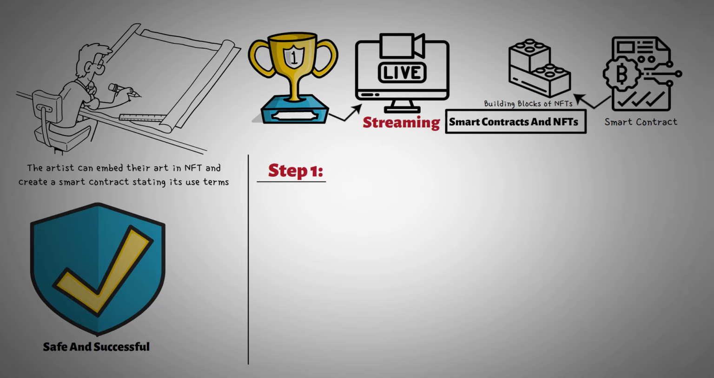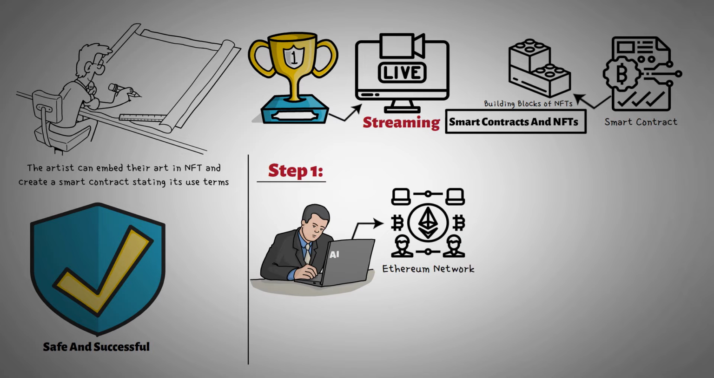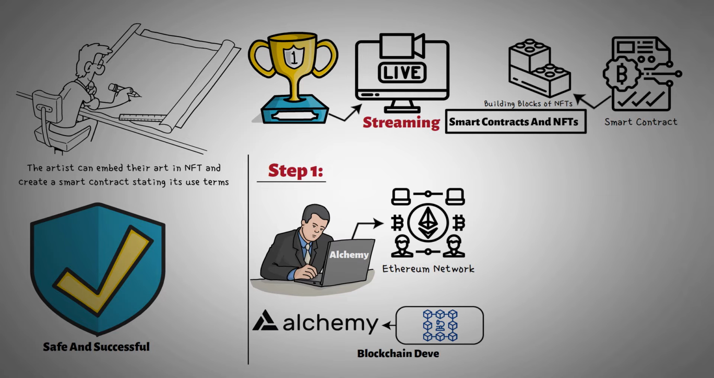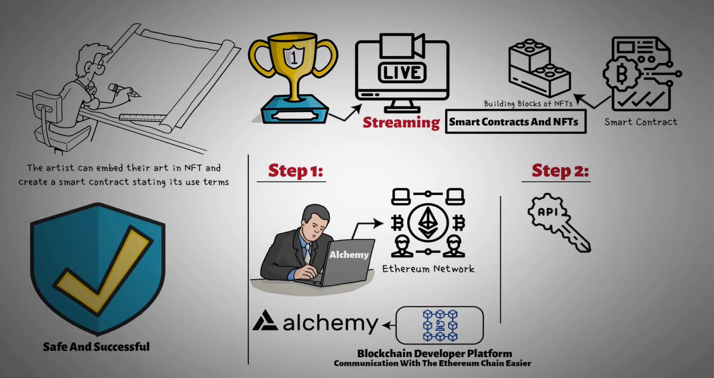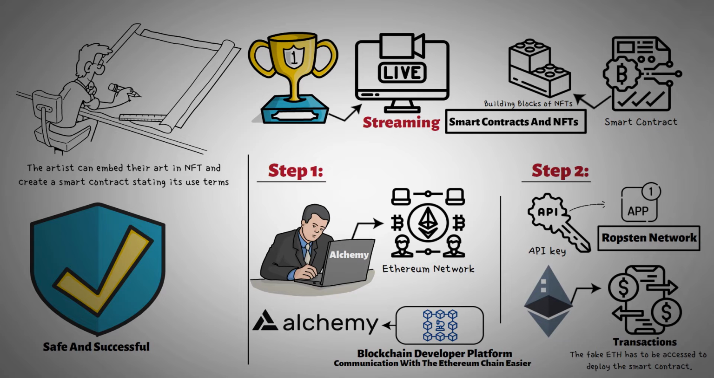Step 1. For starters, the users are directed to connect to the Ethereum network using the free account of Alchemy. Alchemy is a free blockchain developer platform that makes communication with the Ethereum chain easier. Step 2. After the Alchemy account is made, generate an API key by creating an app to allow you to make requests to the Ropsten network. It is time to create an Ethereum account to send and receive transactions. The fake ETH has to be accessed to deploy the smart contract.